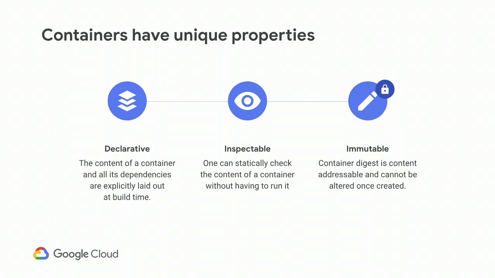And another key property is that they are immutable because they are uniquely identified by a digest that, once created, can't be altered. This enables you to track a particular container as it moves through your software supply chain.